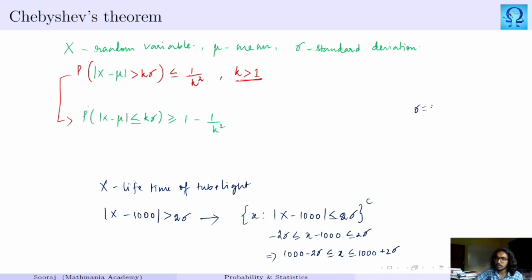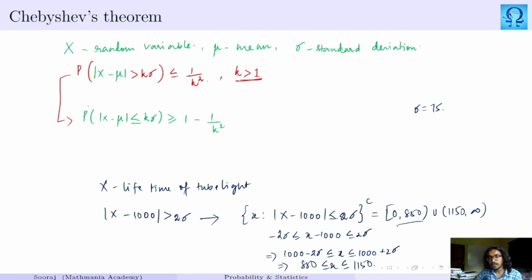Suppose sigma is some 50 hours, or let us take it as 100, okay, let it be 75 hours. So this would be 1000 minus 2 times 75, which is 150, so it is 850 less than or equal to x less than or equal to 1150. If the light is glowing between 850 and 1150 hours, it is fine, but we want the complement. That is the set in which the light glows for no hours till 850 hours, and it glows more than 1150 hours to infinity. Is it acceptable?